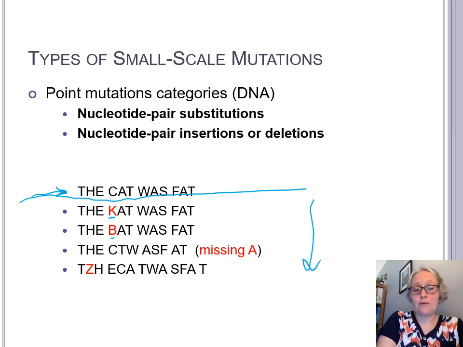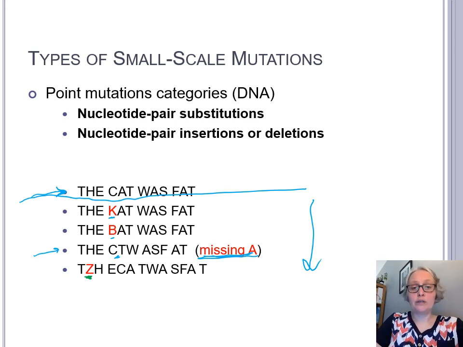Or this next line, the bat was fat. That's another nucleotide pair substitution. This one right here, the kut was fat, that was really messy. Notice what's happening is I'm missing the letter A. It's missing. And so this is an example of a nucleotide pair deletion. Or if we go to the very bottom one, Z was fat, right? This one, we have an added letter Z in the middle of our DNA. And so this would be a nucleotide insertion.